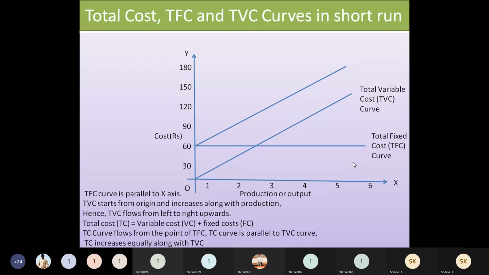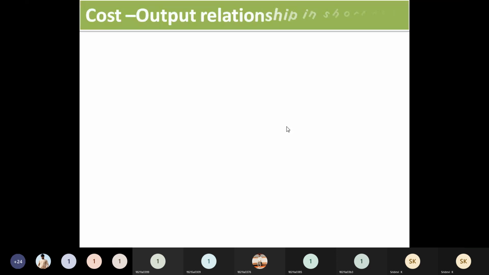And from 60 the total cost curve will start. Total cost will start from the 60 of cost, and it is increasing. So it will be flowing parallel to total variable cost. So you can give the description as usual, as I gave you on the screen. The same description you give.